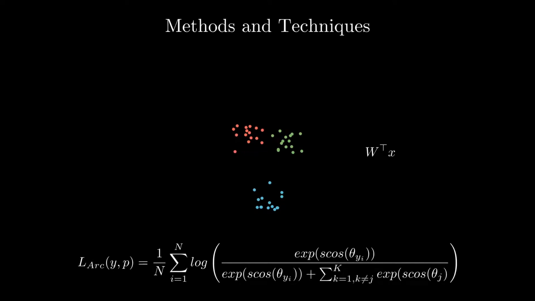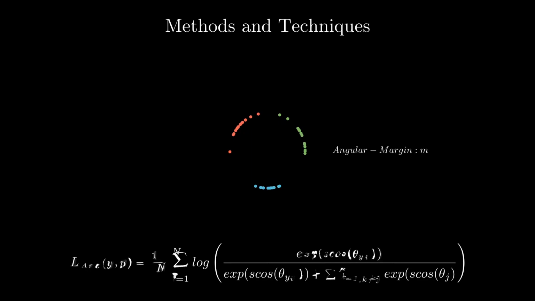Now, if we force the magnitude of the points to a particular value, say S, they are equidistant from the origin and we end up with the arc face loss. Introducing an angular margin of angle M, the cluster of points becomes tighter.